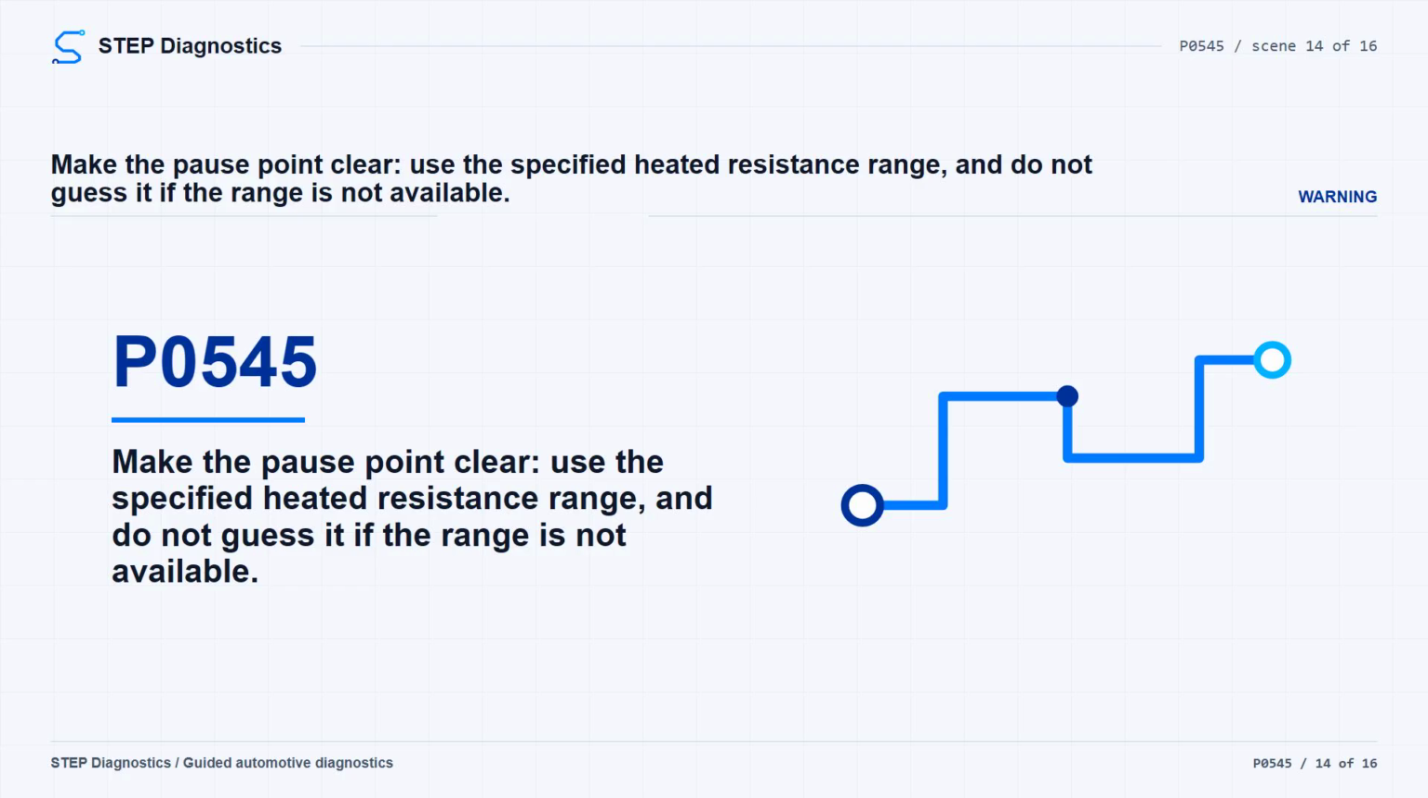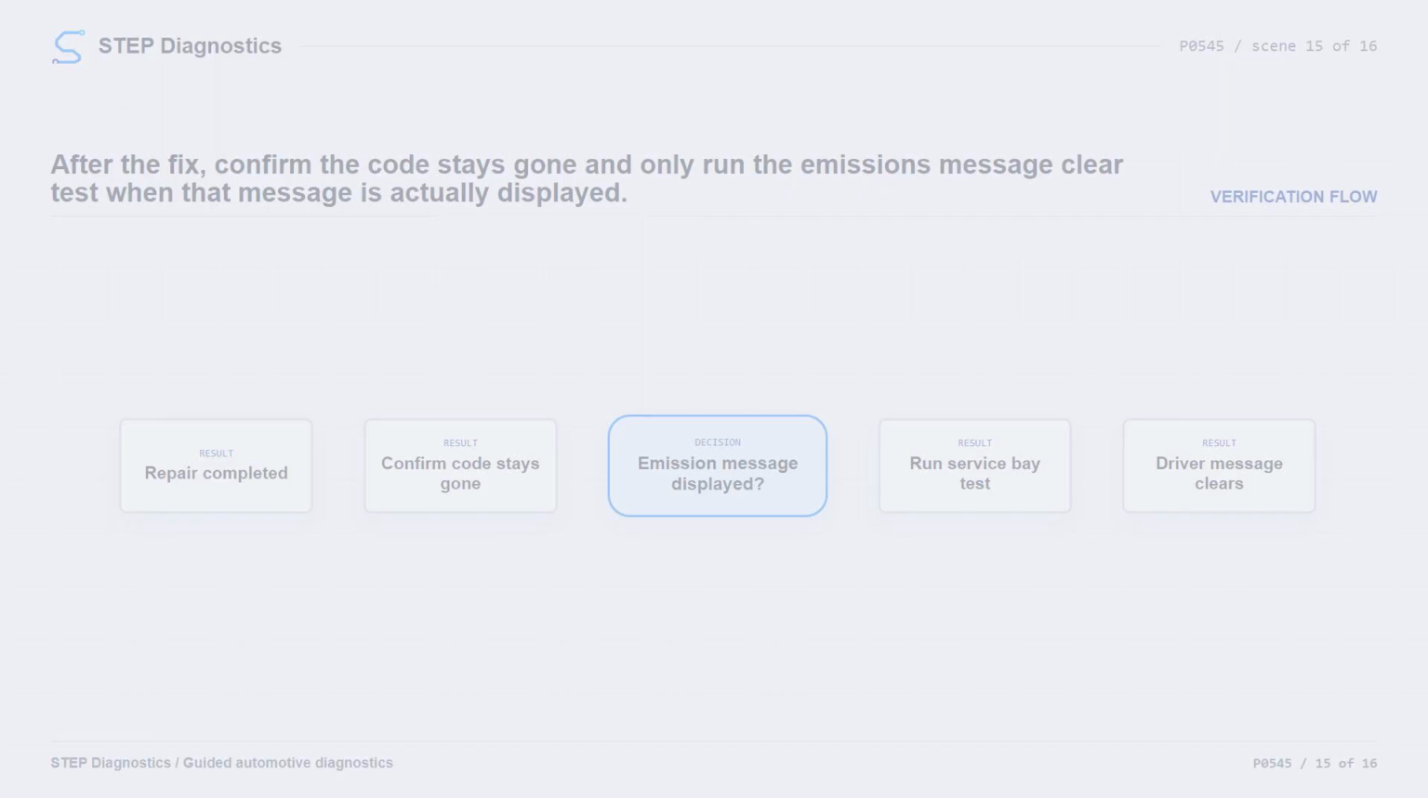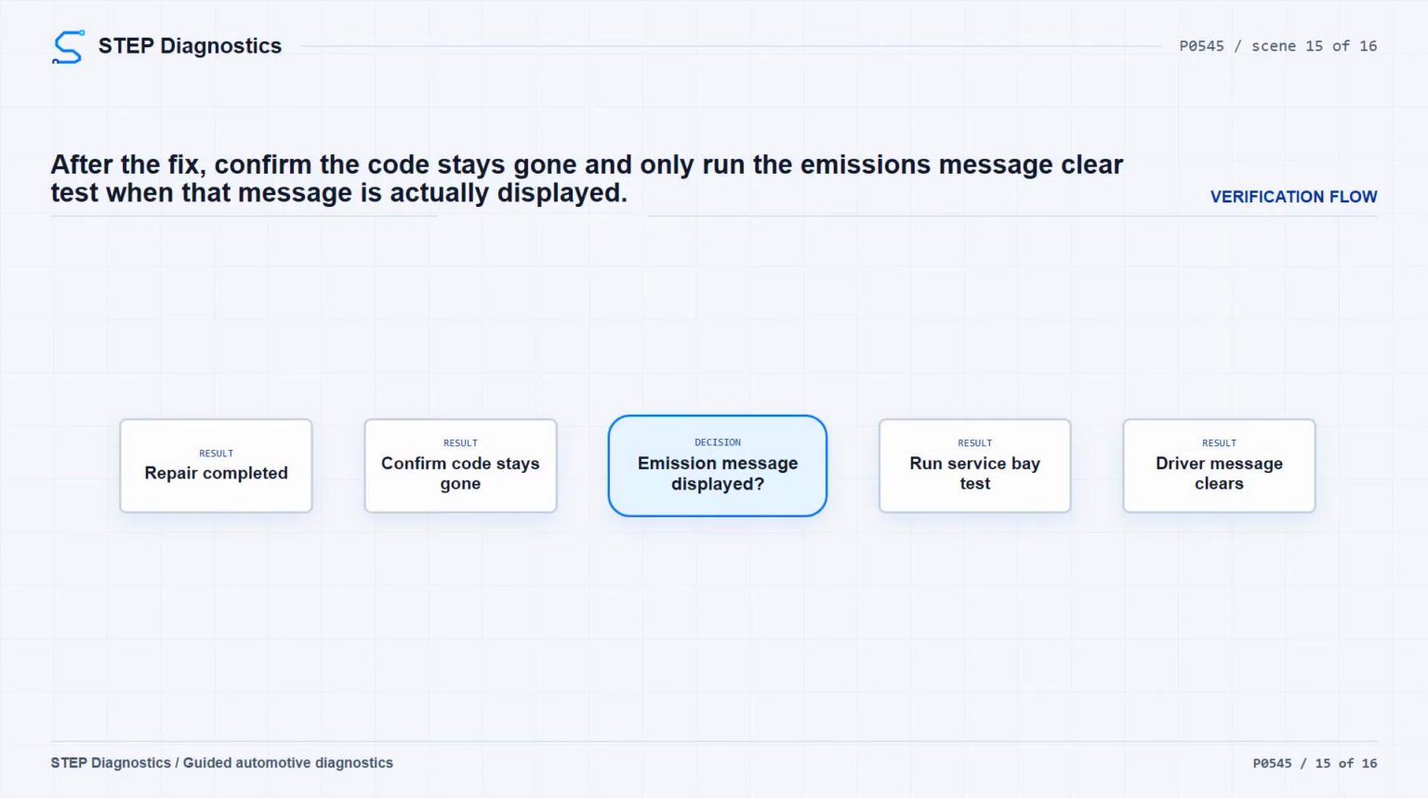One important pause point: that heated resistance check depends on the missing temperature versus resistance values. If those values are not available, stop there and do not guess at the resistance range. After the repair, verify the repair and confirm the code stays gone. If the service emission system or service exhaust fluid system message is displayed, the reductant system tamper service bay test is only performed under that condition, and it clears the driver information message for the applicable system.